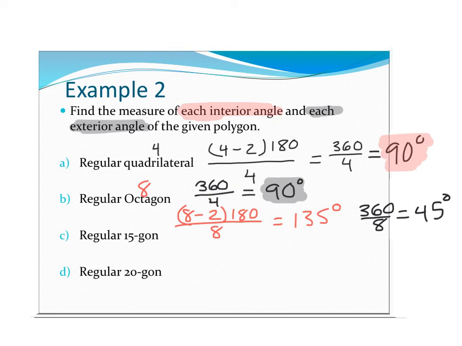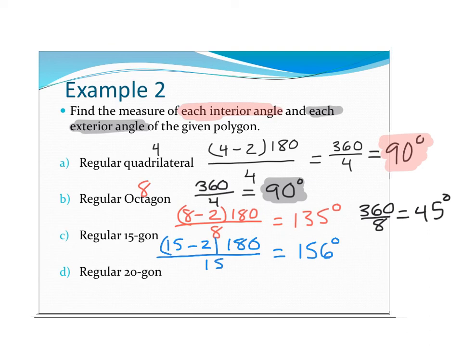We have a regular 15-gon. So how are we going to find each interior angle of a 15-gon? 15 minus 2 times 180 divided by 15. So what do we get? 156. How much is it? 156 degrees.